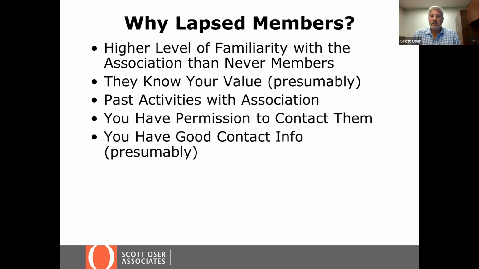So we don't have to necessarily enhance data. We don't have to buy data. And as good as the best list that you rent is, it's not going to be as up to date as your own list. So we do presumably have good contact information for folks.